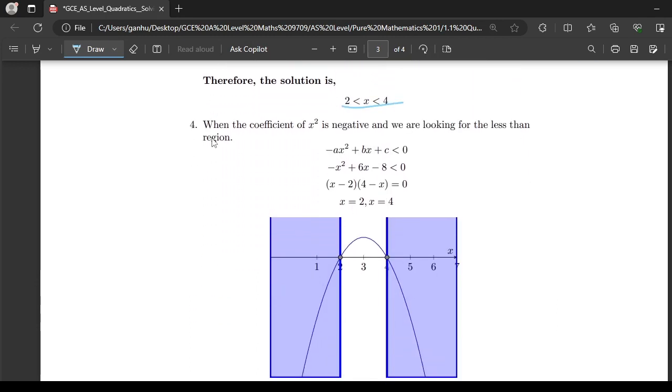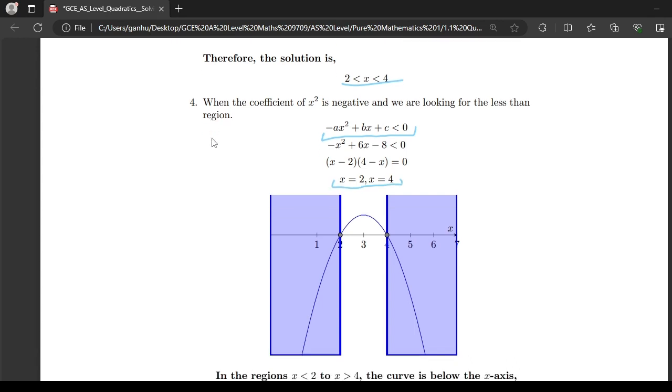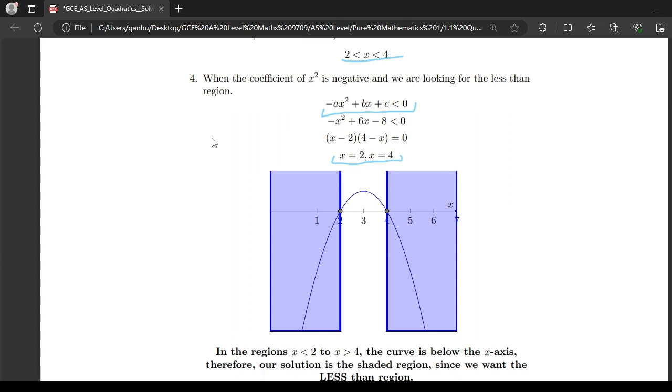Now let's move on to the fourth possible scenario, when the coefficient of x squared is negative and we're looking for the less than region. So it will look like this. Again, you will solve your quadratic and get the two roots. That's x equals 2 and x is equal to 4. And sketch the quadratic curve. And again, it's a negative function, so your parabola is upside down. Label your roots. And now we want the region where the curve is below the x-axis.